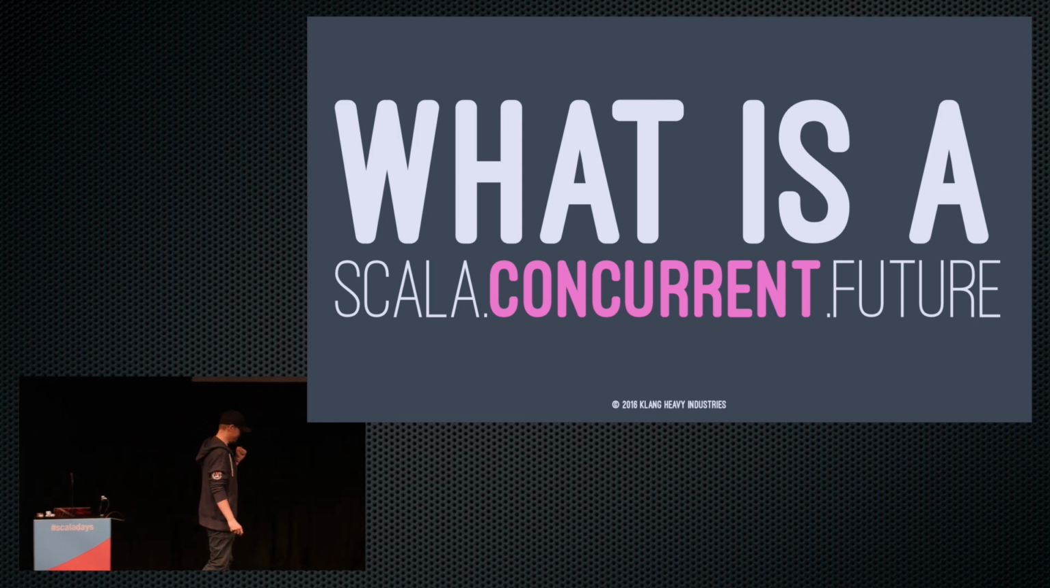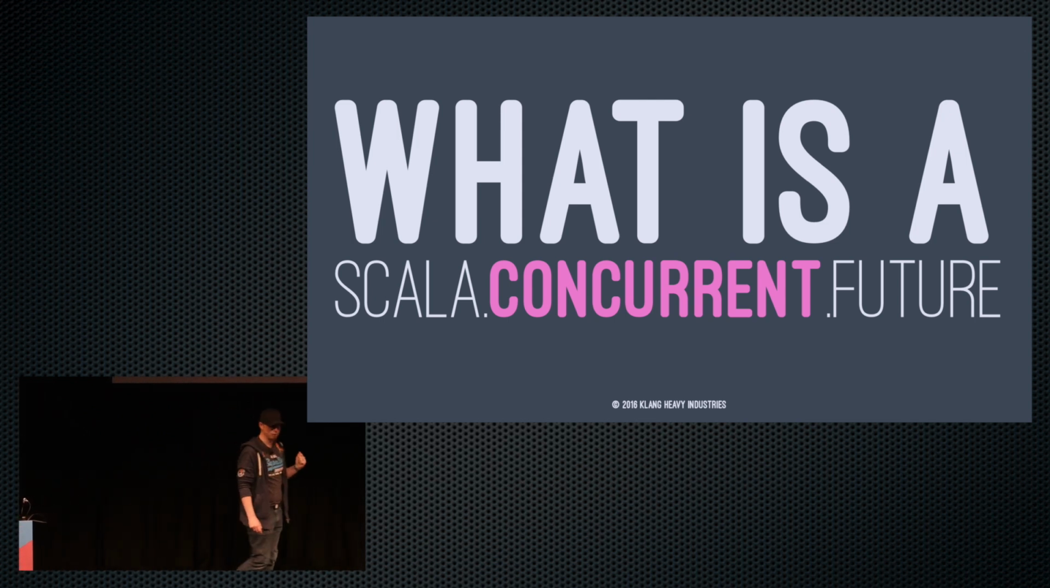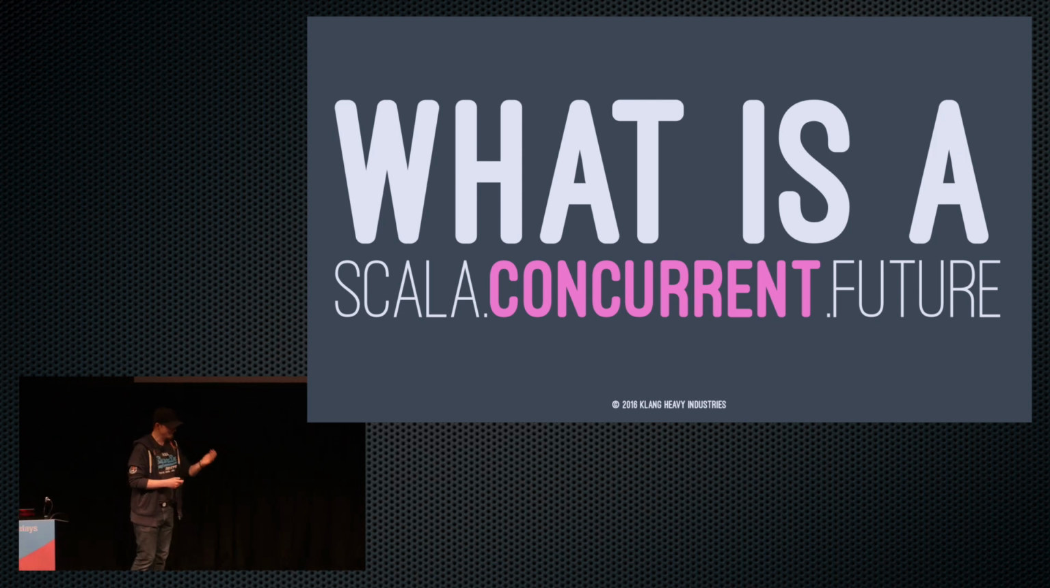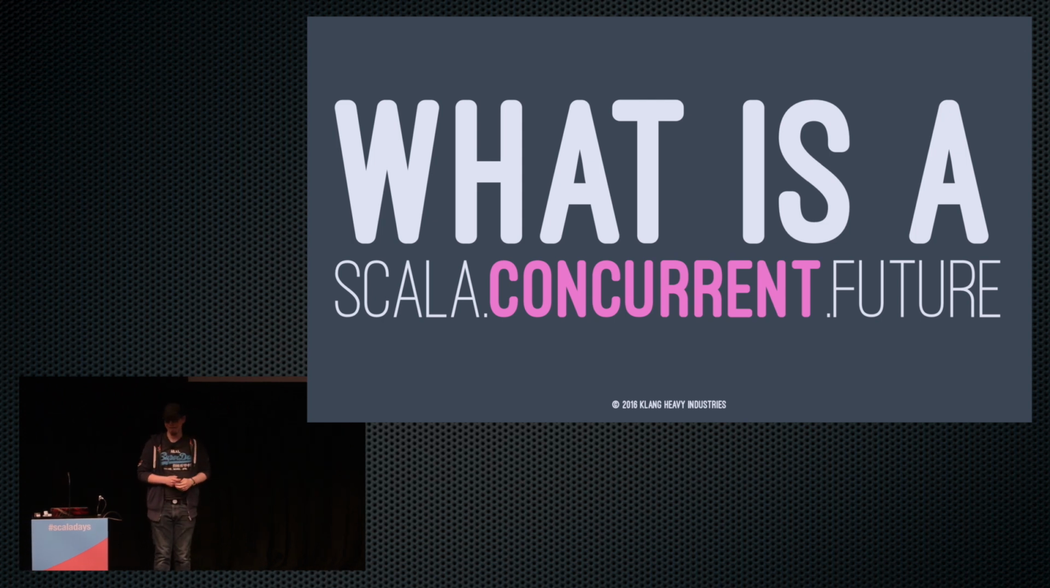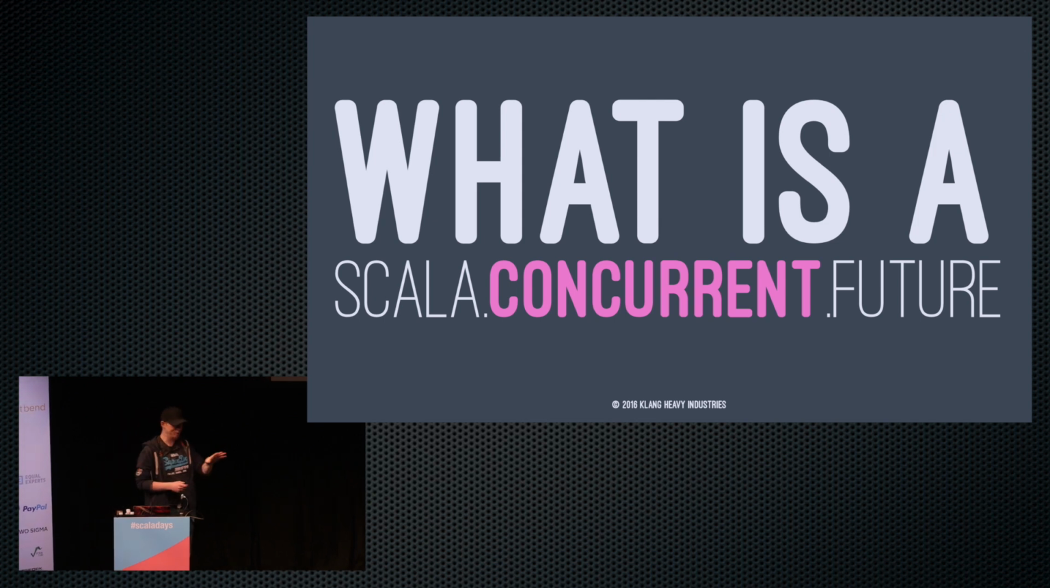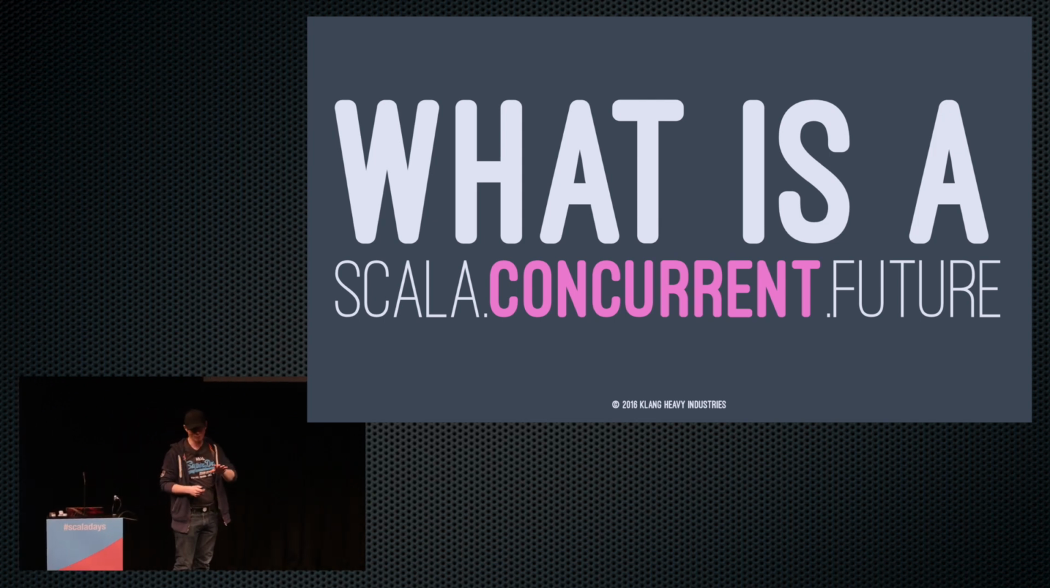First question. What is a Scala concurrent future? What is it? Any ideas, suggestions? It's a box. All right, fair enough. There's something highlighted on the screen. Has something to do with concurrency, right? Or hopefully. Naming is hard, but hopefully, right?